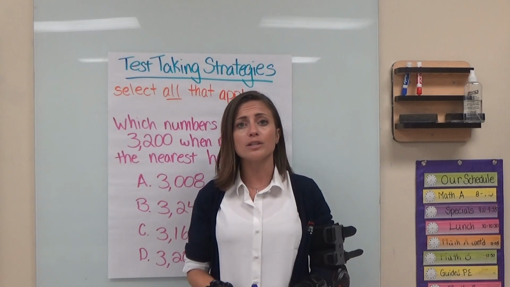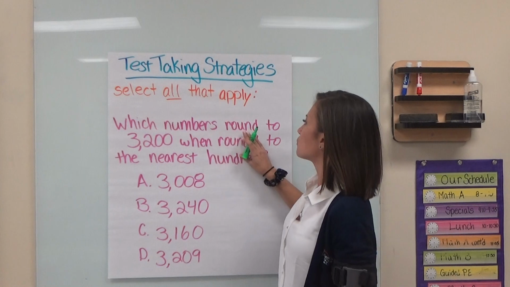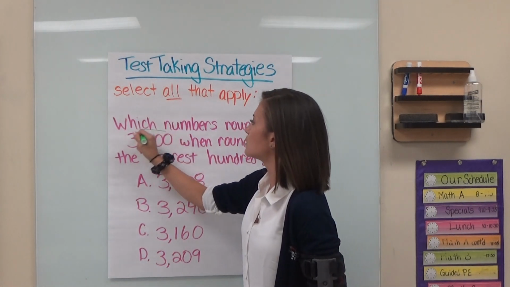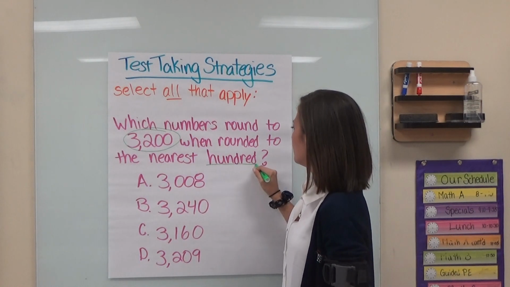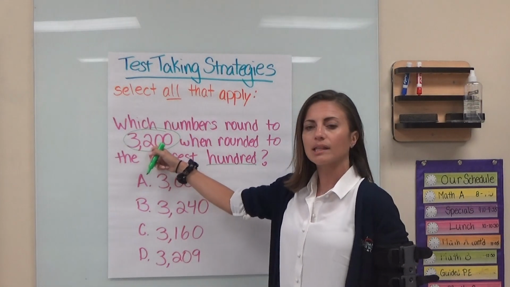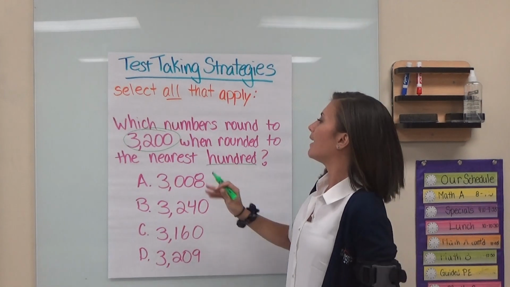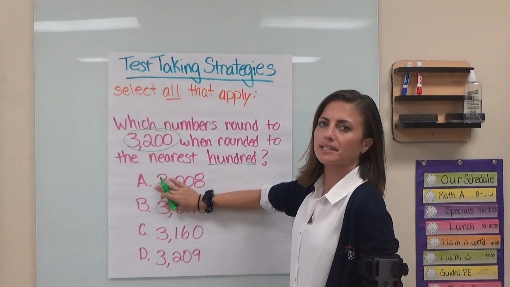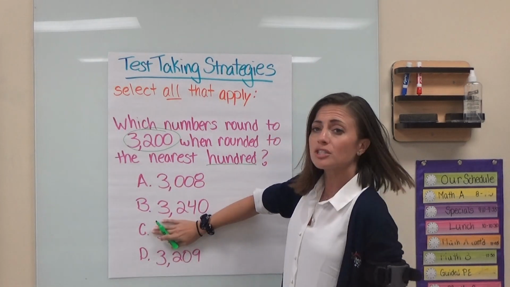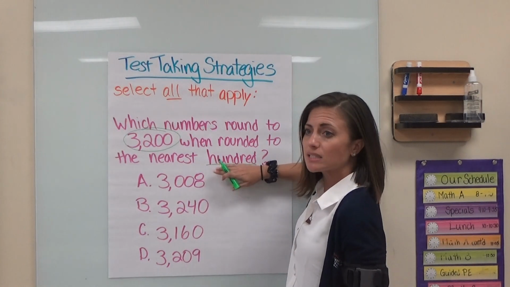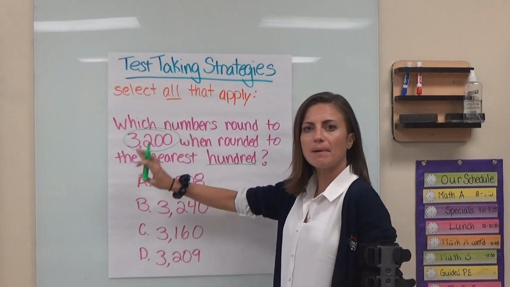The first thing we want to always do is mark up our page. So we read our question. Which numbers round to 3,200 when rounded to the nearest hundred? So I've circled the number that I'm working with. I have underlined the place value that they're asking me to round to, and now I'm identifying the question they're asking. They're basically saying, which of these answer choices, once we've rounded it to the hundreds place, would give us the answer of 3,200. We're kind of working backwards.